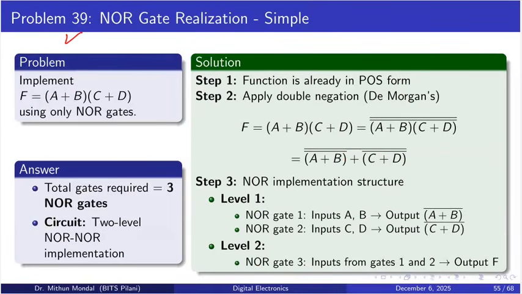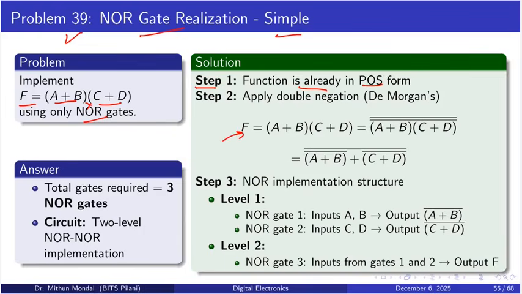Problem number 39, where we have the NOR gate realization in simple terms. The function that we have is basically A plus B, multiplied with C plus D, and we need to implement this function using only NOR gates. So in step 1, the function is already in the form of a product, a product of sums. If it is not, then we need to convert it.